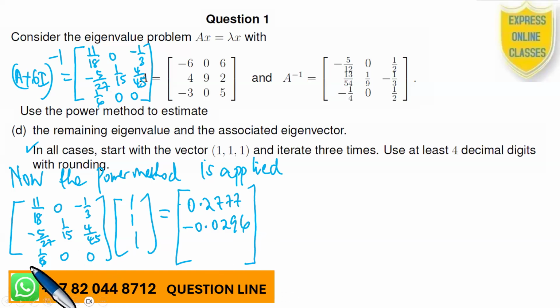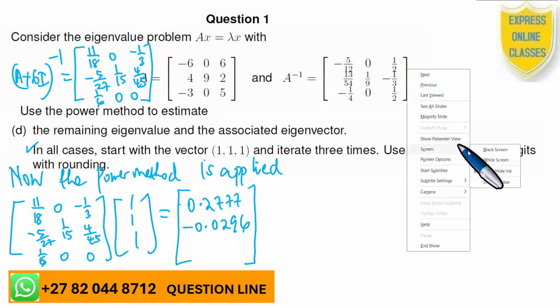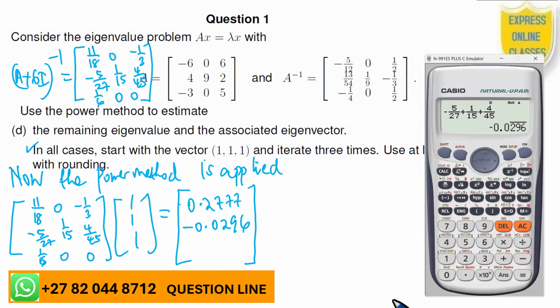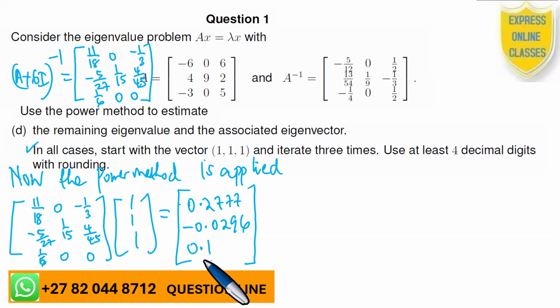Okay, now we're going to multiply the 1 over 6 by 1, 0 by 1, 0 by 1. So which means we have 1 out of 6, which is 0.16, 0.1667.